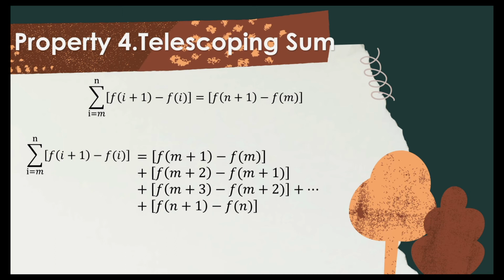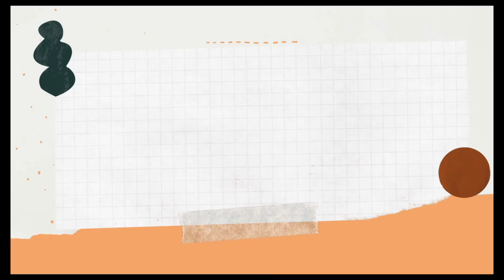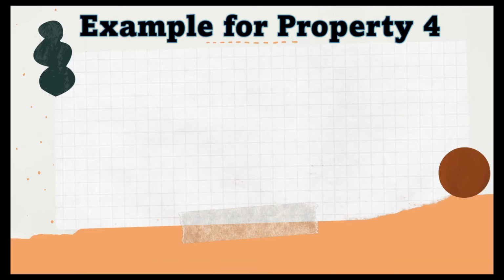Note that the terms f of m plus 1, f of m plus 2, f of m plus 3, up to f of n all cancel out. Hence, we have the summation of f of i plus 1 minus f of i from i equals m to n is equal to f of n plus 1 minus f of m. To understand, let us have the given example.